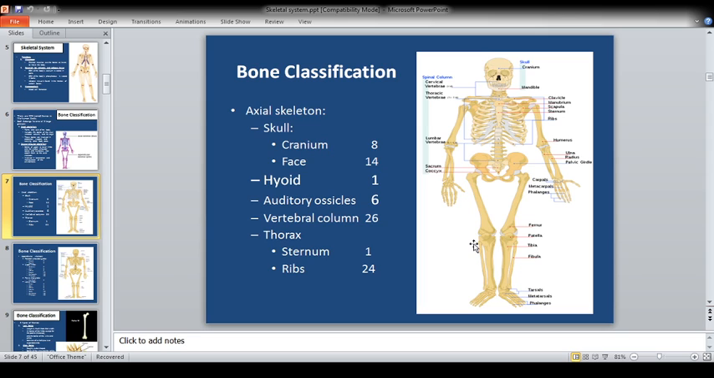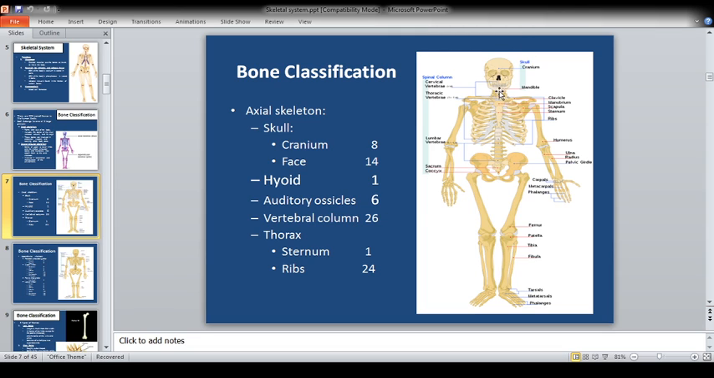Now if we classify bones, they're classified like this. First comes the bones of the head region, that is 8 bones present in the skull or the cranium, and 14 bones make up the face, the facial region. Then comes the hyoid bone, which is present over here near the Adam's apple, anteriorly in our neck. Then there are auditory ossicles which are present in the ears, and they help us in interpreting sound and listening to sounds, as well as balancing our body.